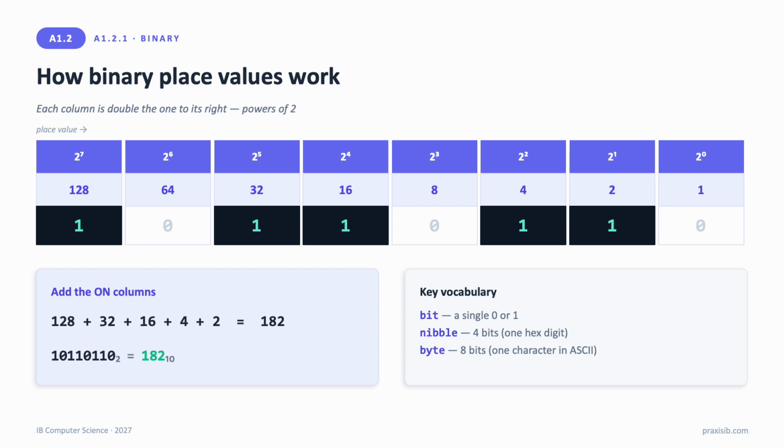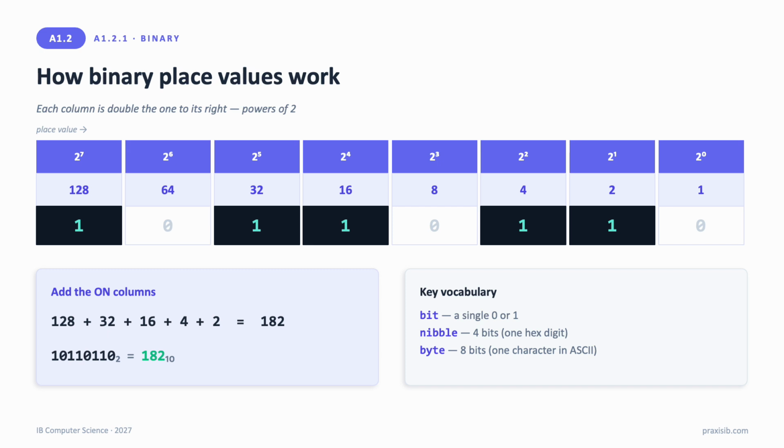Now here's the magic. To turn a binary number into a decimal number, you look at each position. If there's a 1 there, you keep that position's value. If there's a 0, you ignore it. Then you add up everything you kept.